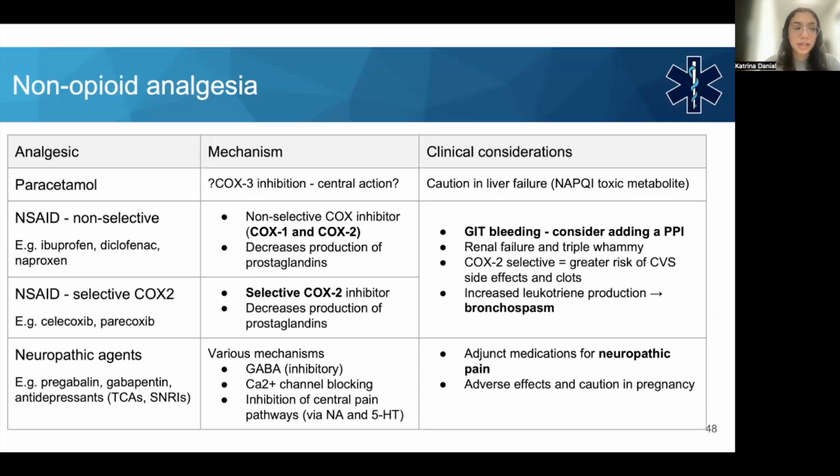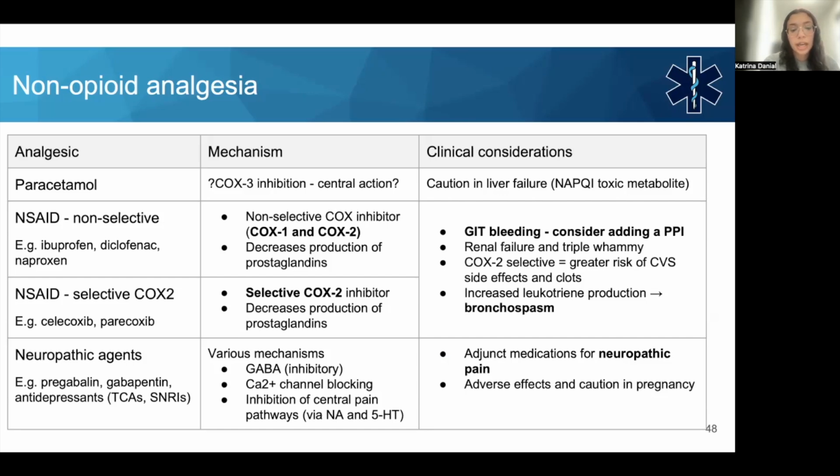And then with your NSAIDs in general, they can also increase the production of your leukotrienes. They are not completely contraindicated, but there's a relative contraindication for your patients who have asthma, because that can cause bronchospasm.